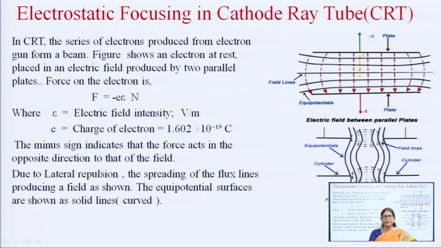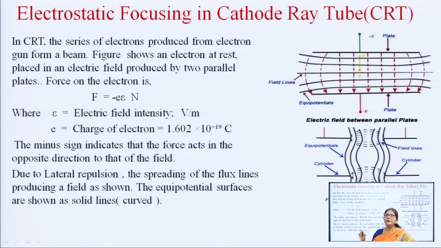Then electrostatic focusing: as the screen of the CRT is small, electrostatic focusing is done. As we can see in the figure, if we remember from the last slide, the pre-accelerating and accelerating anodes are kept at positive potential, and the focusing anode, with respect to the accelerating and pre-accelerating anodes, is kept at negative potential.